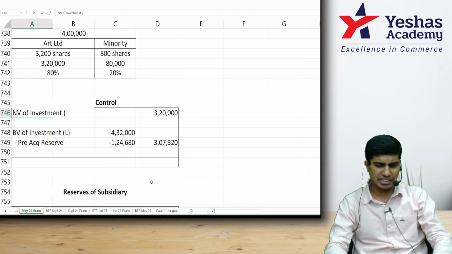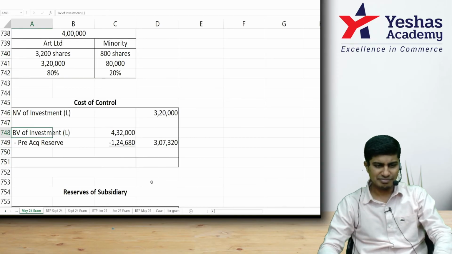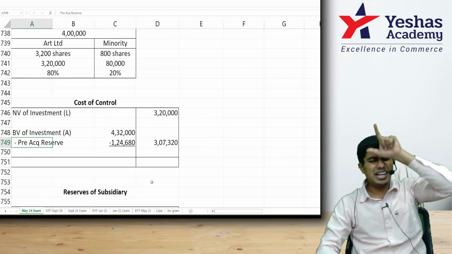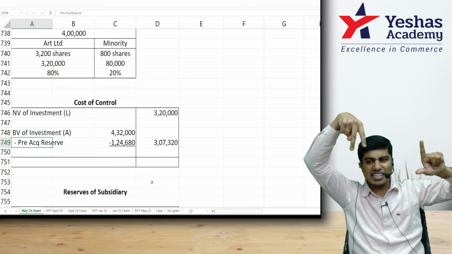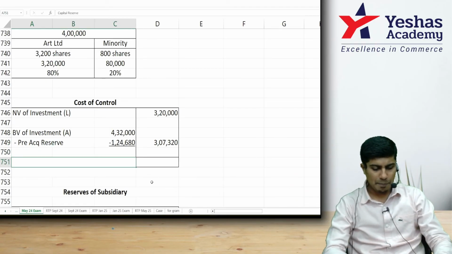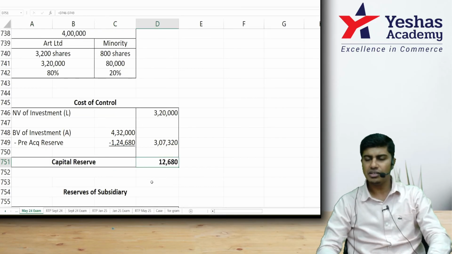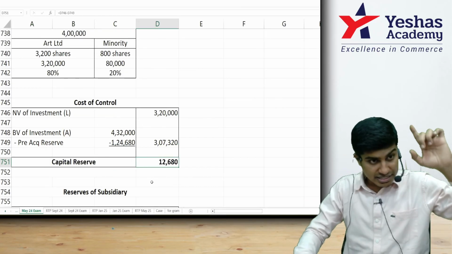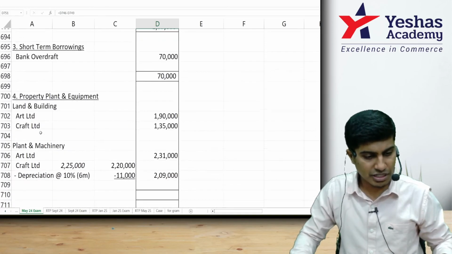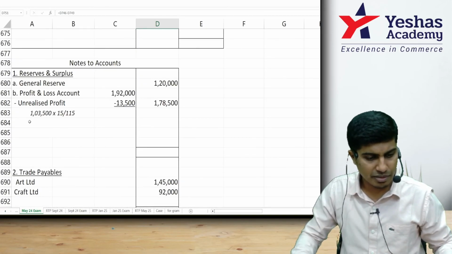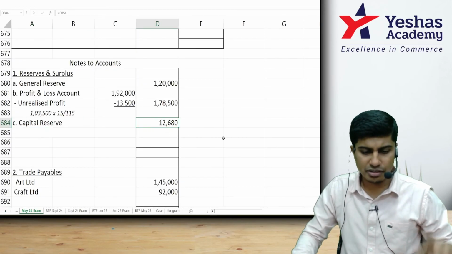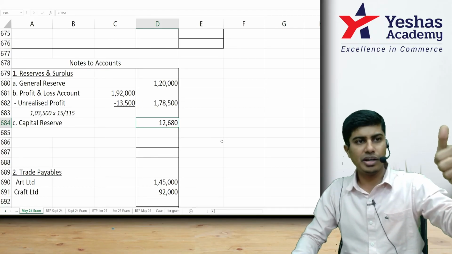Sorry, liability. Asset, liability 3,20,000, asset 3,07,320. Capital reserve, which is liability, 12,680. Reserves and surplus, 12,680. Come to reserves and surplus here. I would write capital reserve 12,680. Got it?